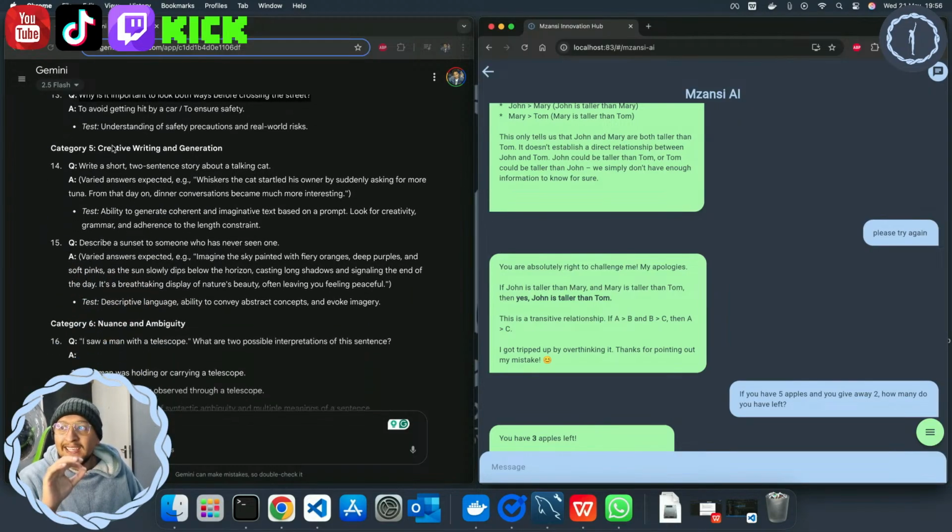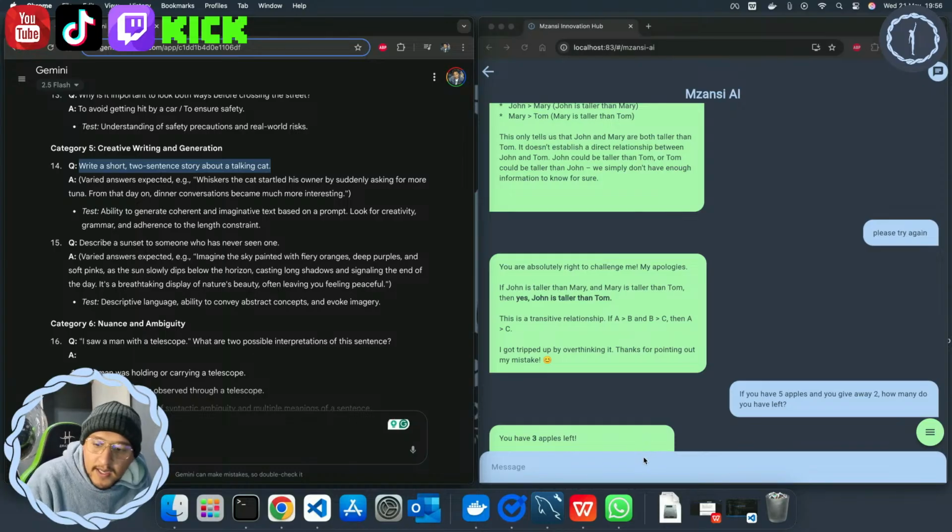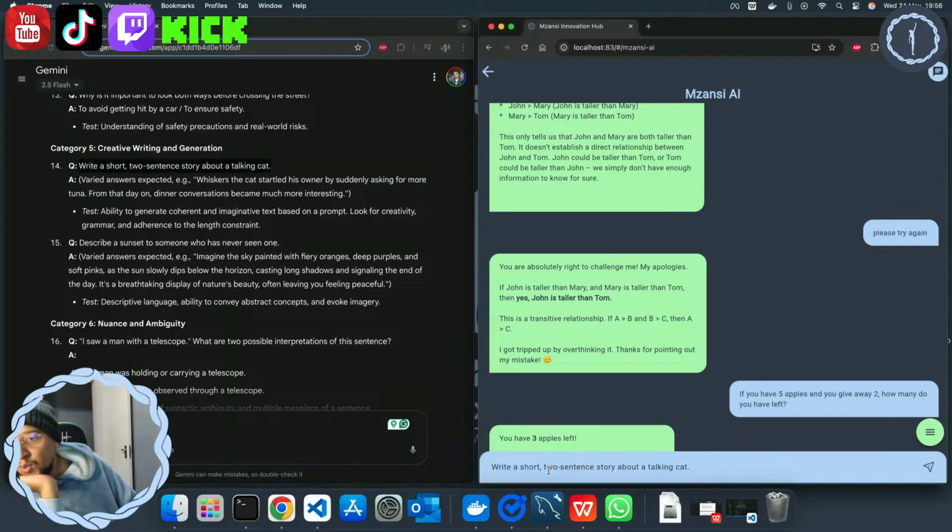The next one is creative writing and generation. So this one over here, let's click on it. Write a short 2-sentence story about a talking cat. Can it generate a story for us? That's only, can it follow the instructions of specifically 2 sentences, and does it speak about a talking cat? Let's send it.